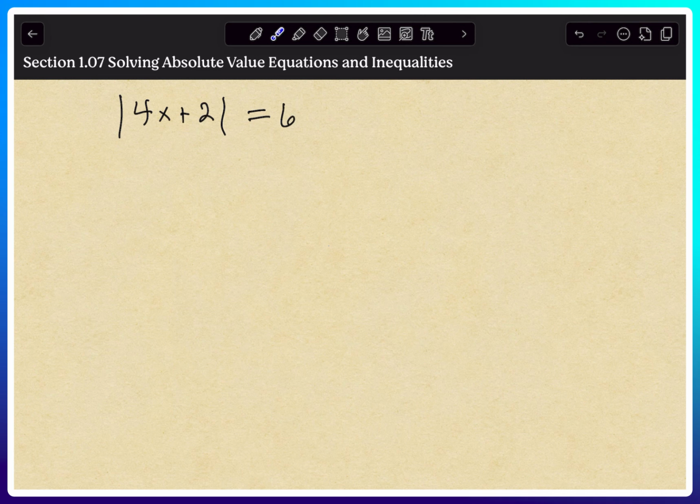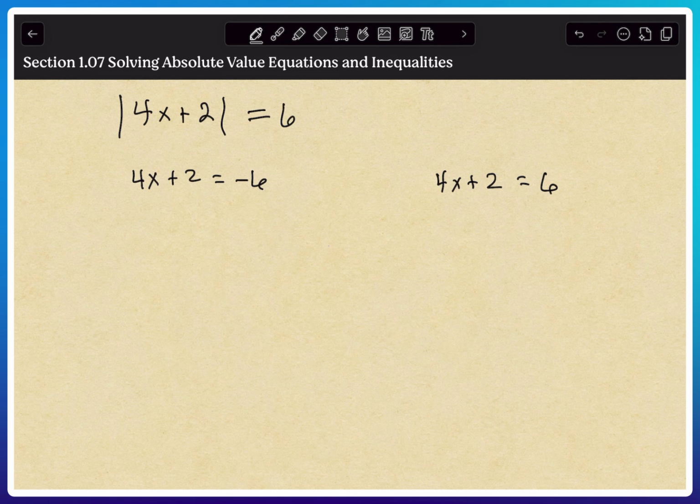So in order for us to figure out what x equals, we have to set this expression equal to negative 6 and 6, because those are both possibilities. So we'll say 4x plus 2 equals negative 6, and over here we'll put 4x plus 2 equals positive 6. As we do this problem, we're going to get a different result for each, and those two answers will give us the solution for x.